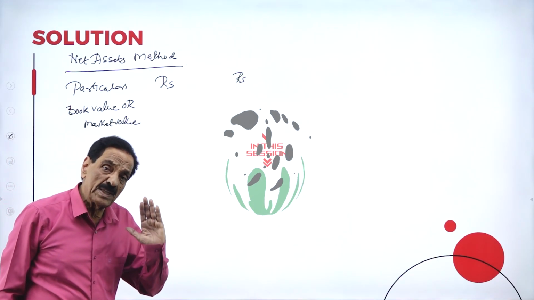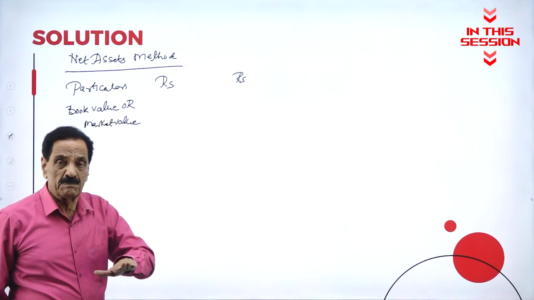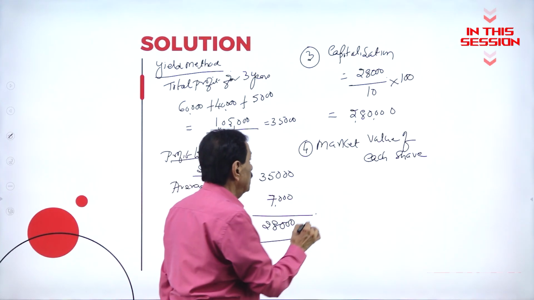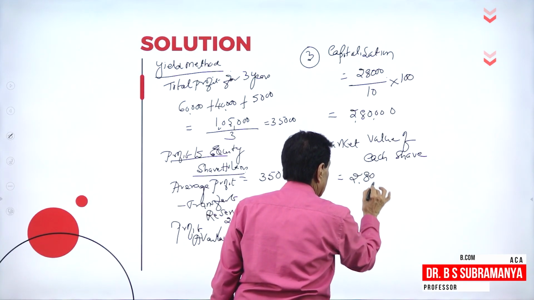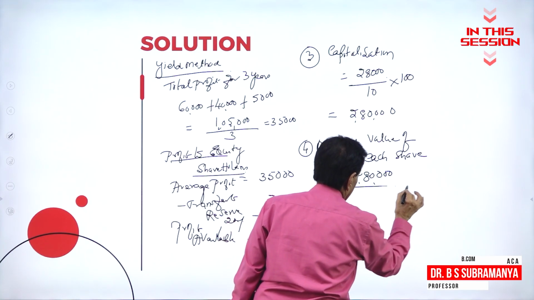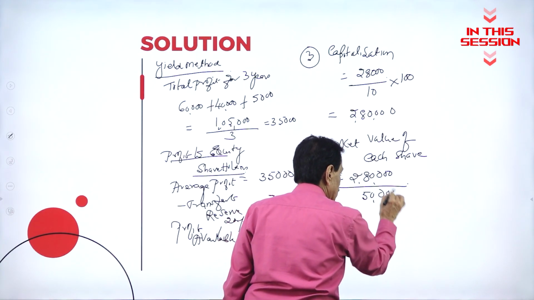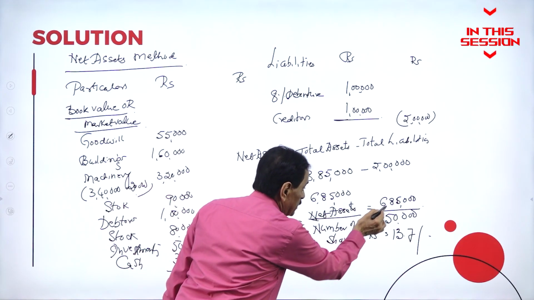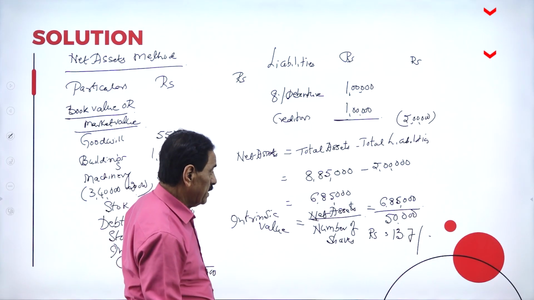Whatever the value given in the balance sheet is called book value. Whatever the value given in the adjustment is called market value. Market value of each share is equal to 2,80,000 divided by 50,000 shares. Intrinsic value: net asset divided by number of shares, 6,85,000 divided by 50,000, which is 13 rupees 7 paisa.